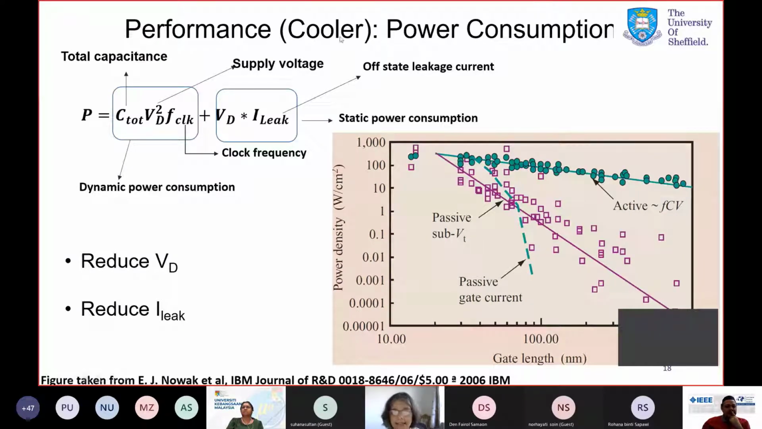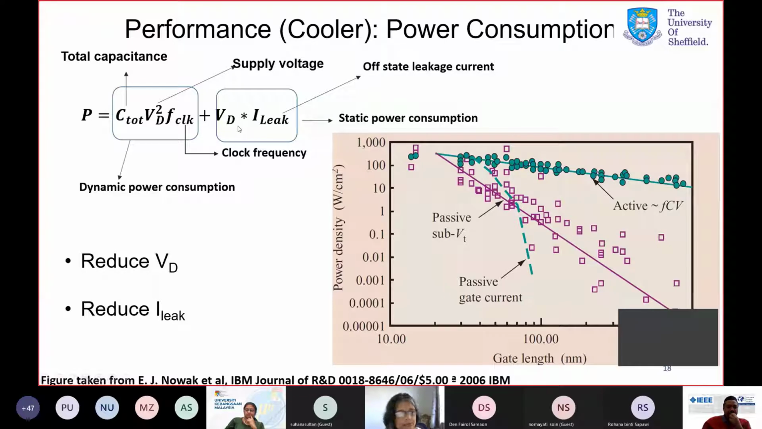Now, the second criterion is that we want power consumption to be less because we want our devices to be cool. And that depends on two factors. One is the dynamic power consumption when your device is switching from the on to the off state. And here it is given simply by the energy, which is half CV squared, divided by the time. And time is the inverse of the frequency.